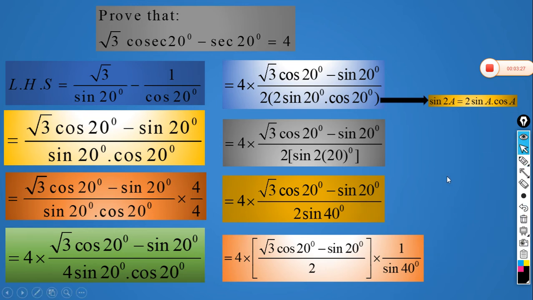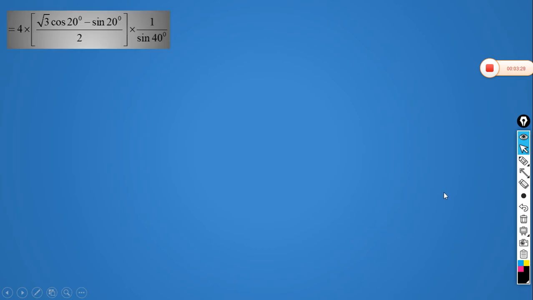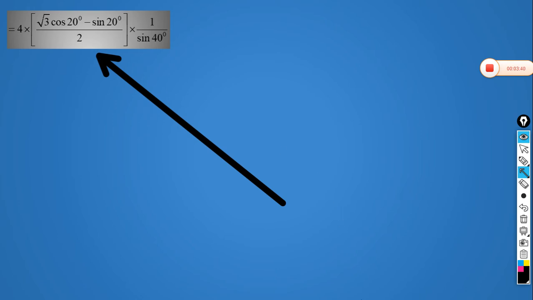So in the next step, if you can see my screen, 4 into root 3 cos 20 minus sine 20 by 2 into 1 by sine 40 is there. So I'll be only working with the term which is inside the big bracket here, which is root 3 cos 20 minus sine 20 divided by 2. This 4 is my answer.